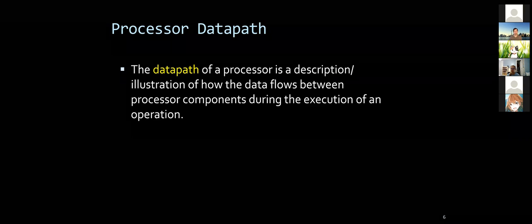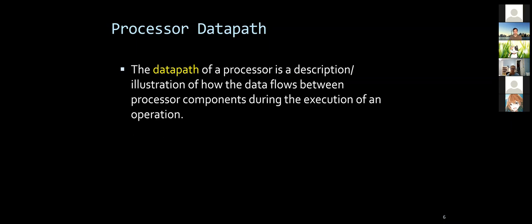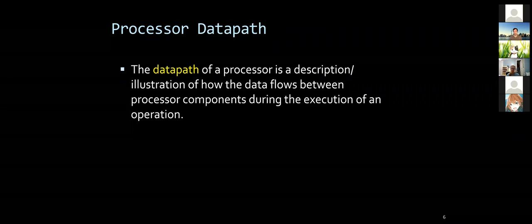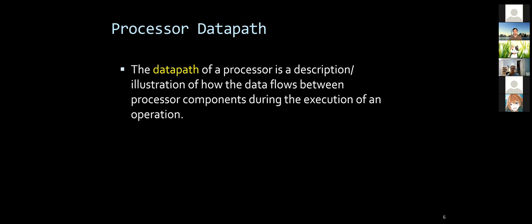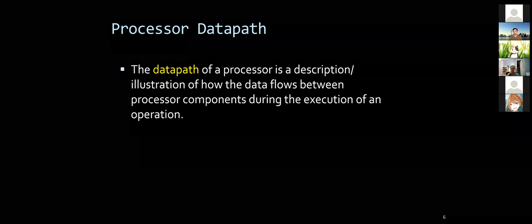Okay. So the data path of a processor is essentially a description, an illustration of how the data flows between processor components during the execution of an operation. Whenever I tell you the data path of an instruction, what you need to describe is what is happening step by step, what certain values are written in certain registers, and which values are equal to something. So essentially, data path is a description, an illustration of the process.